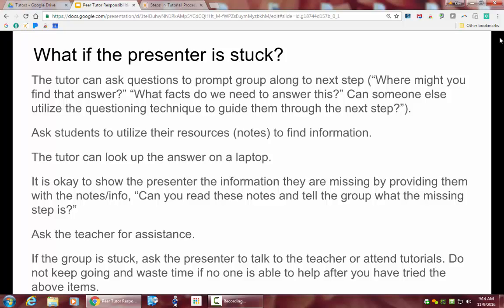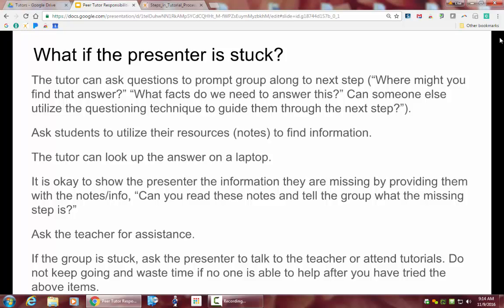The tutor can ask questions and prompt the group along to the next step, asking questions like, where might you find that answer? Or what facts do we need to answer this? Can someone else utilize the questioning technique to guide them through the next step? So again, it's all about questioning. It is not your job to give answers. All you're doing is helping to lead the group and lead that presenter to the answer.